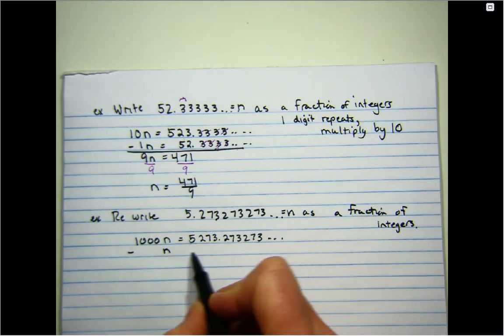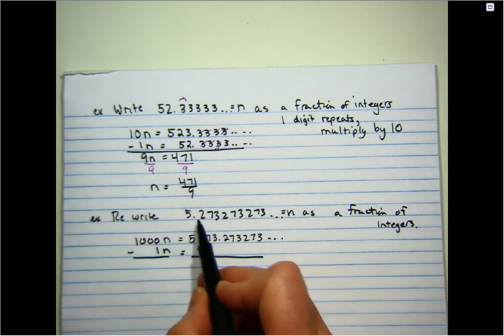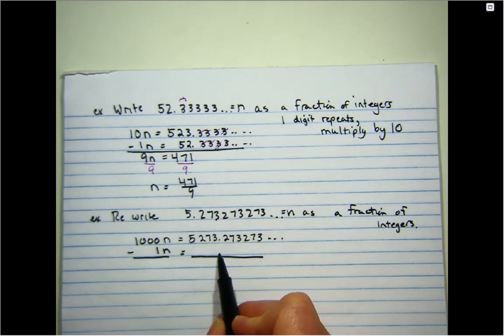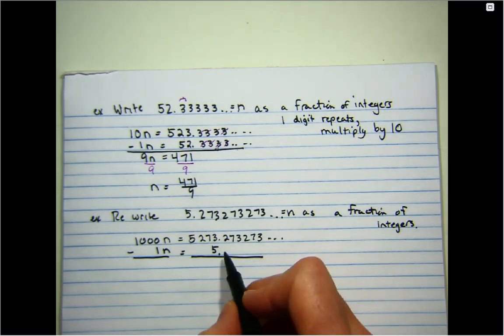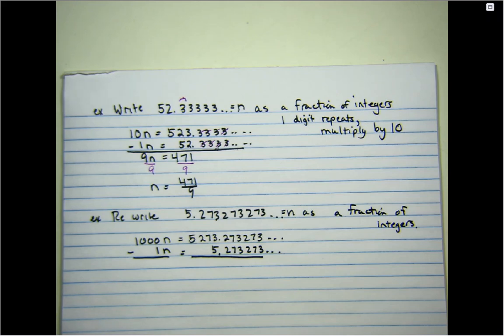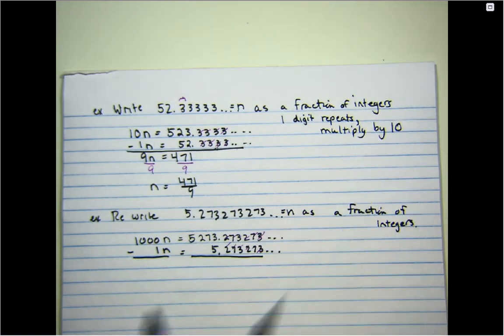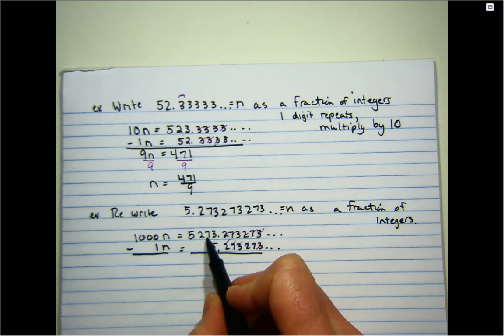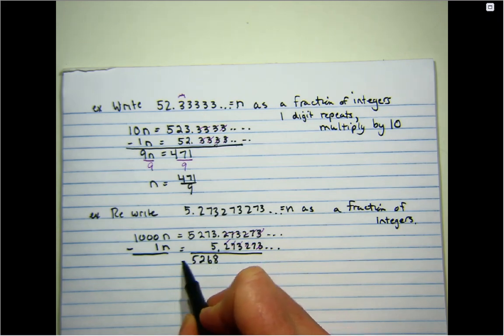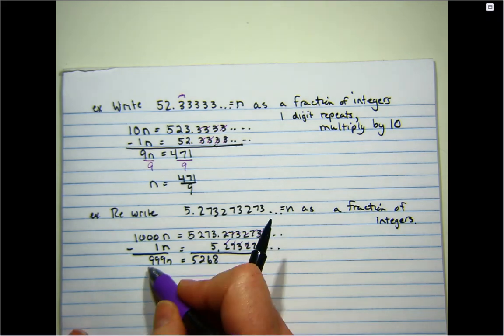So the original number is named N, and it's a 1N. And we line it up. So I had a 5 before the decimal point, so I'm going to put the decimal point under the other decimal point. The decimal points line up, and I put the 5 under the 3. And that causes the 273s to all line up like they need to. So when you subtract, they subtract away. You can put this part in your calculator, 5273 minus 5, or you can do it by hand. So you end up with 999 N equals 5,268. You just divide out the 999.